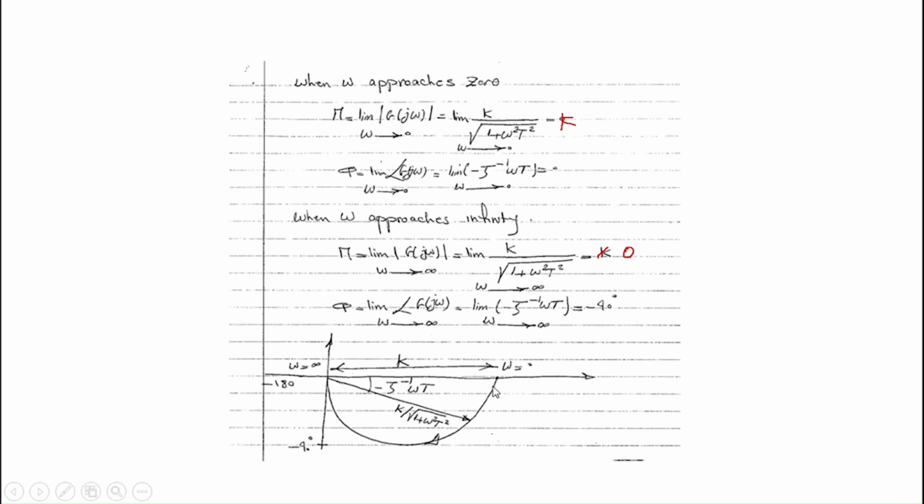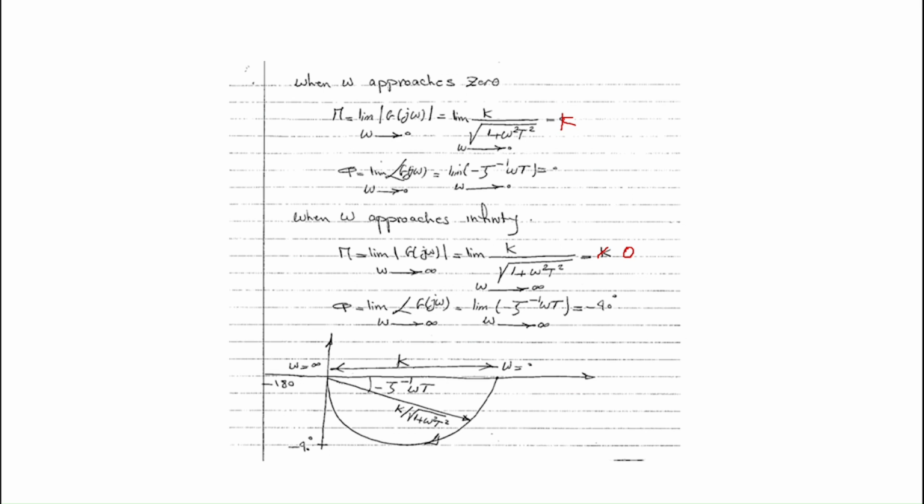You can do point by point plotting. You can just take some random points and plot this. You'll be getting something like this, and the magnitude of each and every point is given by k whole thing upon root of 1 plus omega squared t squared, and the angle of that particular point is given by negative tangent inverse of omega t. So you'll be getting a polar plot of something like this for the first part of question number 2.